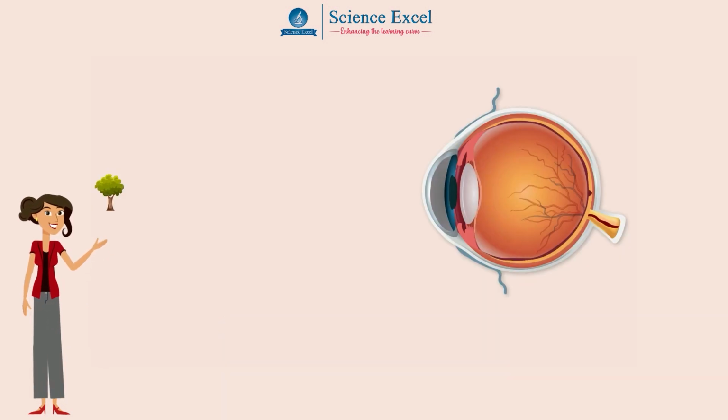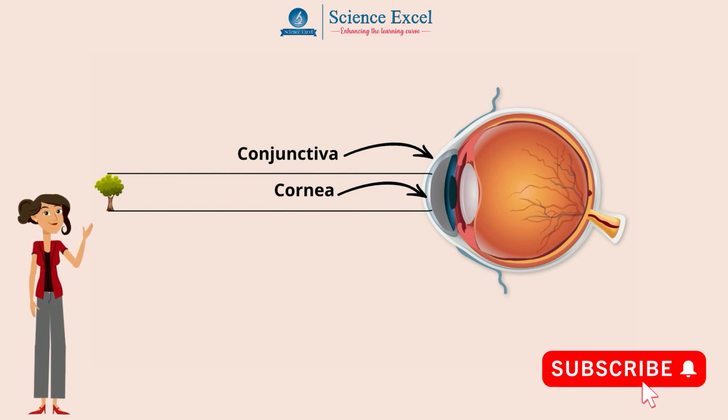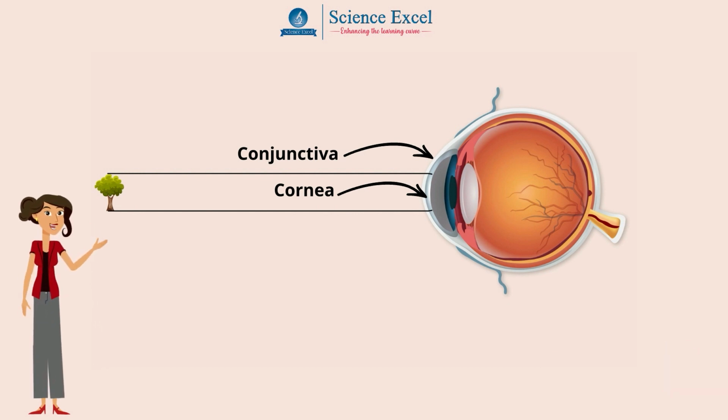Light rays from an object enter the eyes through the transparent conjunctiva and then fall on the cornea. The cornea is shaped like a dome and refracts, or bends, light so that it converges the light rays. The light then travels through the transparent fluid called the aqueous humor.